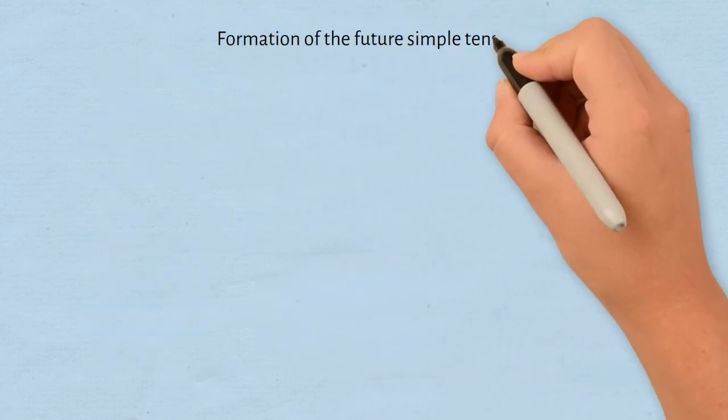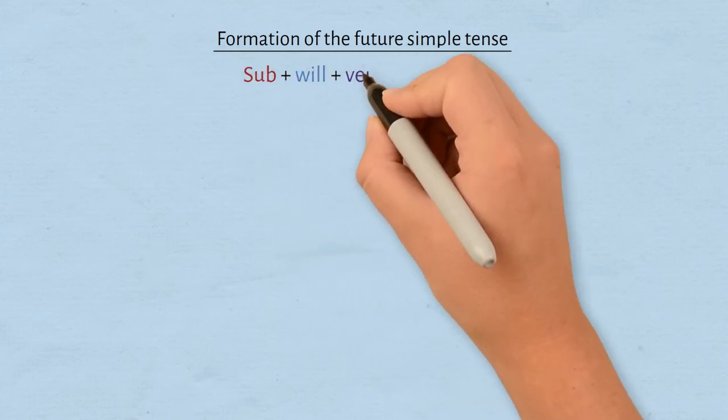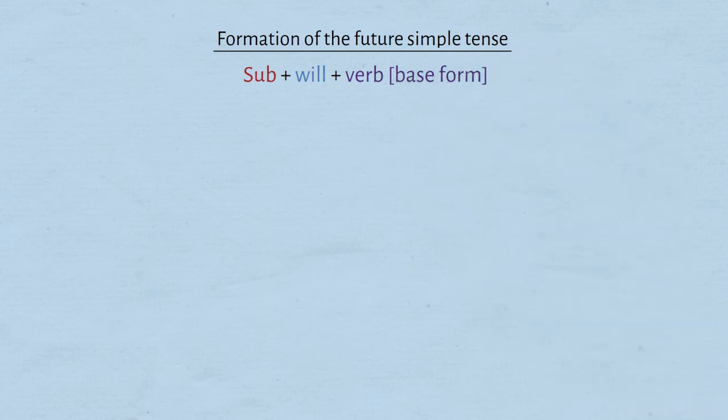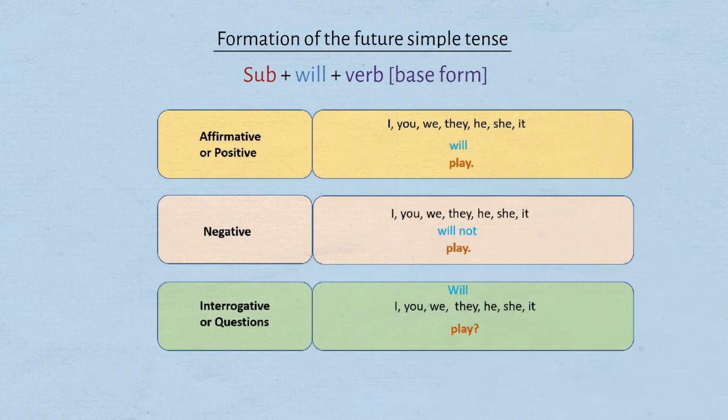Now let's see how to form the future simple tense. It's simple. We will take the subject plus will and the verb. This is going to be the base form of the verb. So first is the affirmative or positive sentence: I, you, we, they, he, she, it will play. Negative: I, you, we, they, she, he, it will not play. Questions: Will I, you, he, we, she, they, it play?